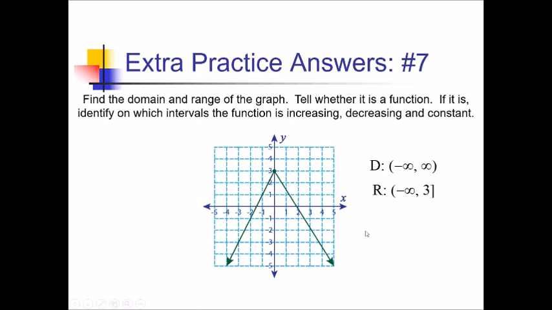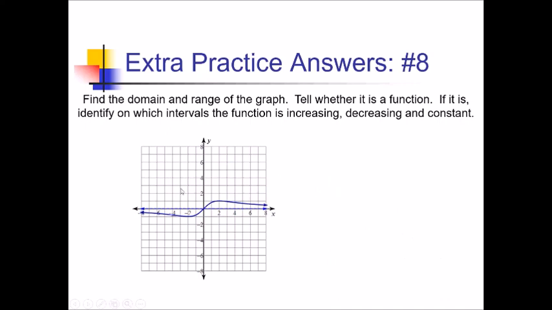For whether or not this is a function, it definitely is, because no vertical line we draw across the interval here is going to touch more than once. So this is a function, passes the vertical line test. For increasing intervals, it looks like we're increasing from negative infinity until this turnaround spot here at x equals 0. So negative infinity comma 0 is our increasing interval. And then from 0 to positive infinity is going to be where this graph is going down, where it is decreasing.